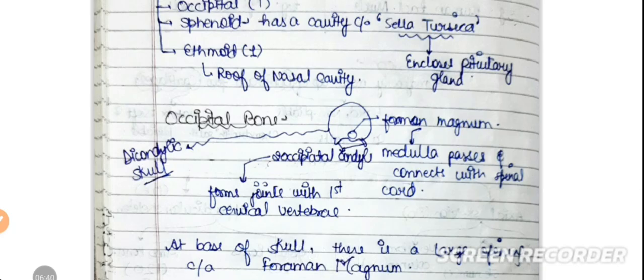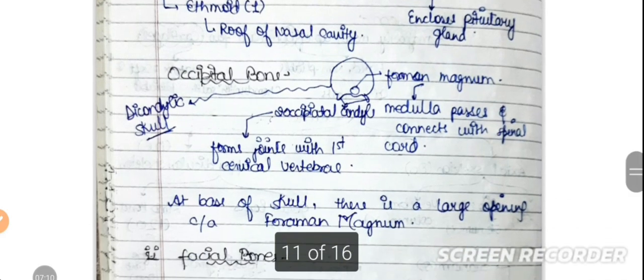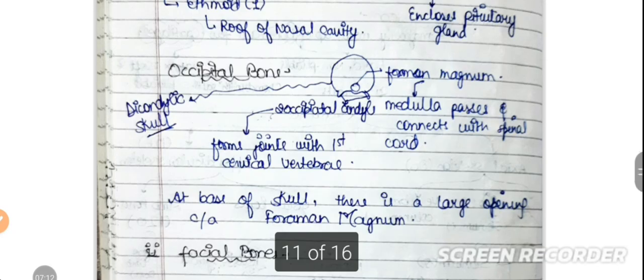Now everyone knows what is foramen magnum. Foramen magnum is present at the backside of our cranium box, the cranial bones. From foramen magnum, the medulla passes out and connects with the spinal cord. Here there are two occipital condyles. That is why our cranium is said to be a dicondylic skull. And these occipital condyles form a joint with the first cervical vertebra.